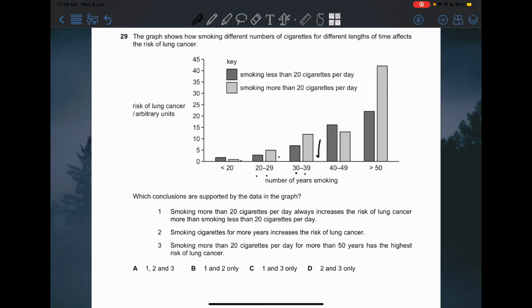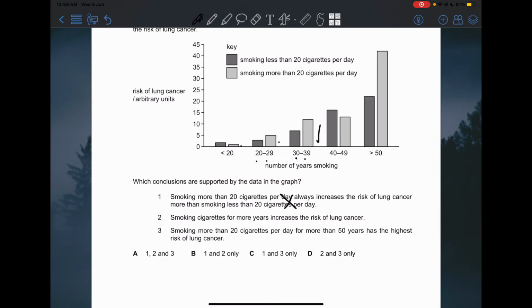But over here in the 40 and 49, it actually kind of decreased, or it was the same. So it didn't always increase the risk. So this is incorrect. Now 2, smoking cigarettes for more years increases the risk of lung cancer. Now this is correct because as we moved on in the years, there was a very increased rate whether they are smoking more or less than 20 cigarettes per day.